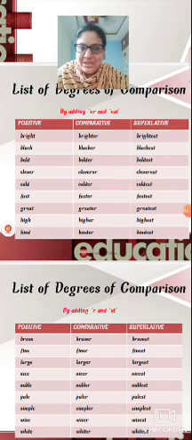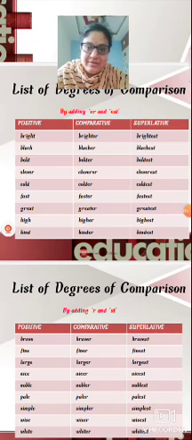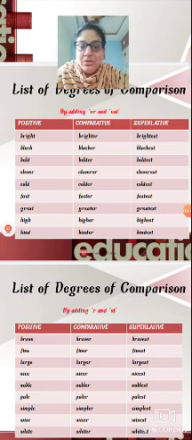So nice, nicer, nicest; bright, brighter, brightest; black, blacker, blackest; bold, bolder, boldest; clever, cleverer, cleverest; cold, colder, coldest; fast, faster, fastest; great, greater, greatest; high, higher, highest; kind, kinder, kindest. These words end with ER in the comparative degree and with EST in the superlative.